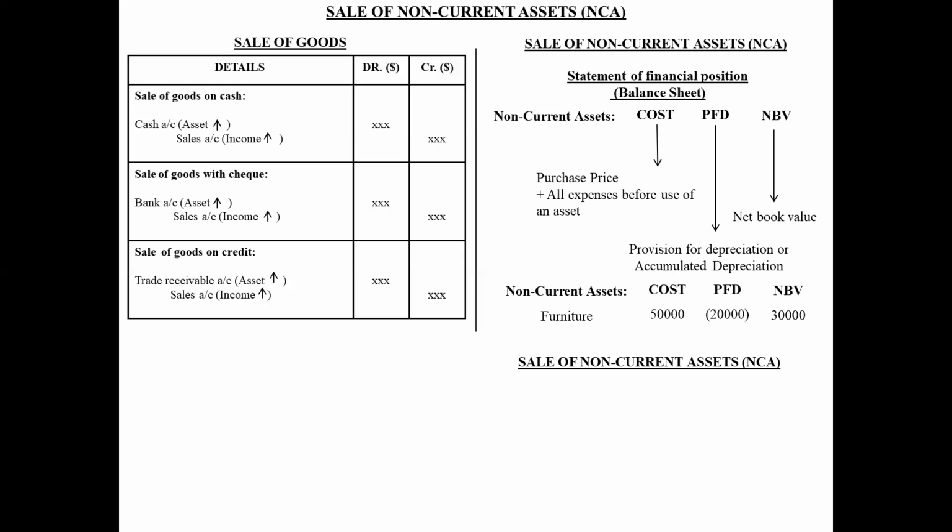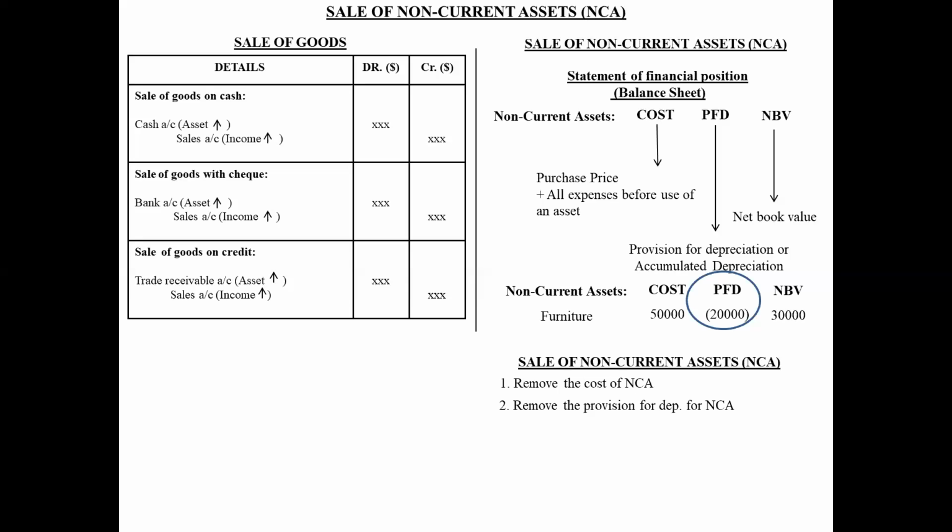Number one, you have to remove the cost of the non-current asset. So this is the cost of the non-current asset, which is written in your books. You have to remove this cost from your books because you're disposing of this non-current asset. Then second, you have to remove the provision for depreciation for the NCA. Now, this non-current asset which you have sold off or which you have disposed of, you have to remove the provision for depreciation for this non-current asset as well.